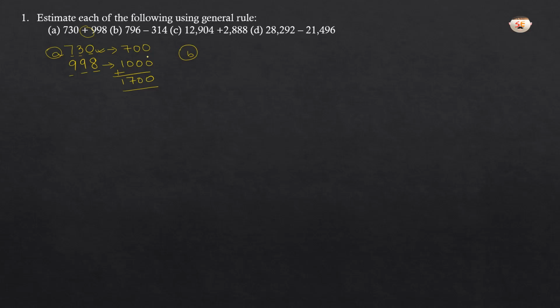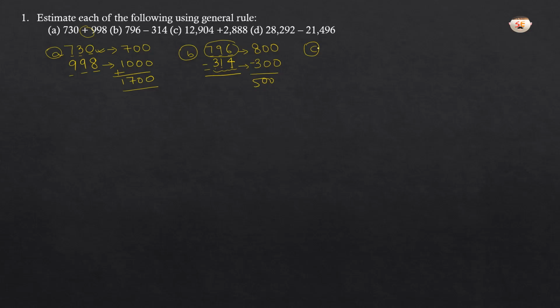Now question number B. Question number B is to subtract 314 from 796. First of all, we will round off 796 correct up to its highest place. What is the highest place in 796? 1s, 10s, 100s. 100 is the highest place. We will now round off 796 correct up to its 100 place. We will get 800. After rounding off 314 correct up to its highest place, we will get 300, and after that we will subtract and the answer is 500.